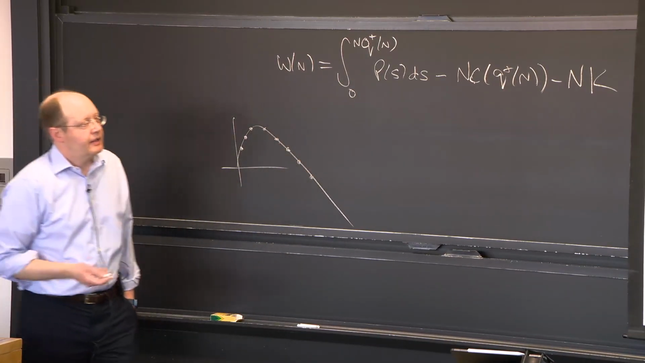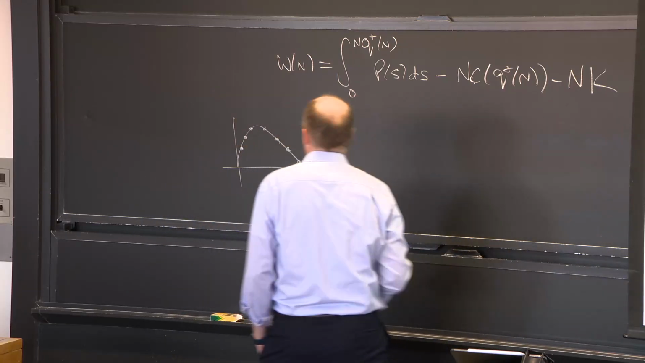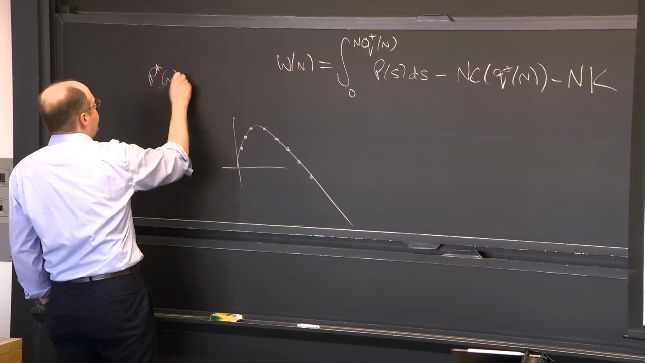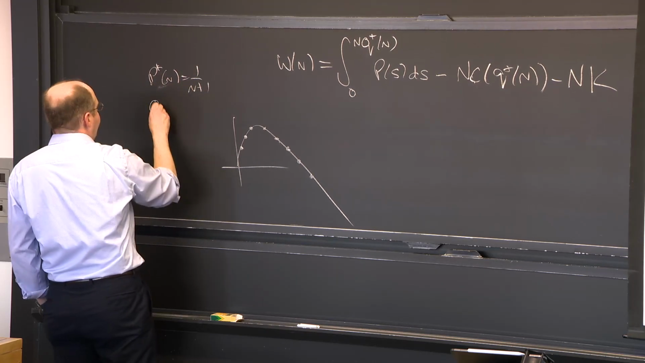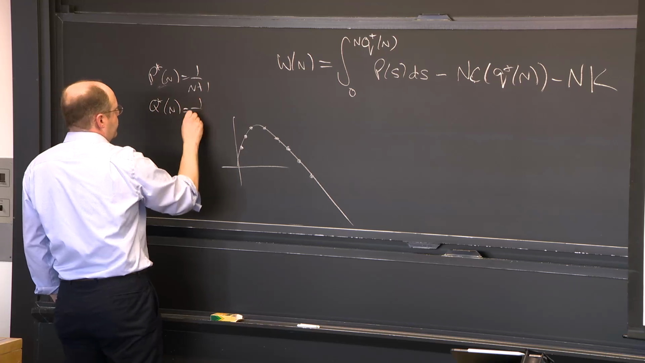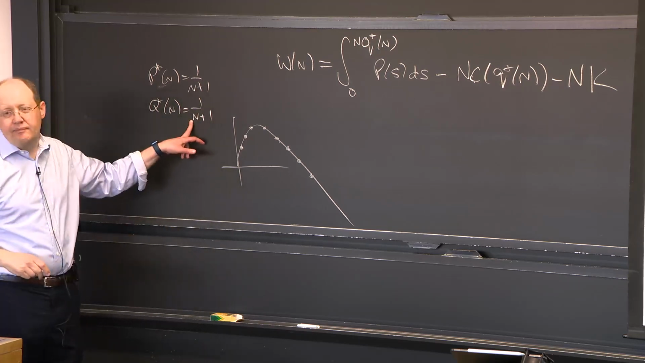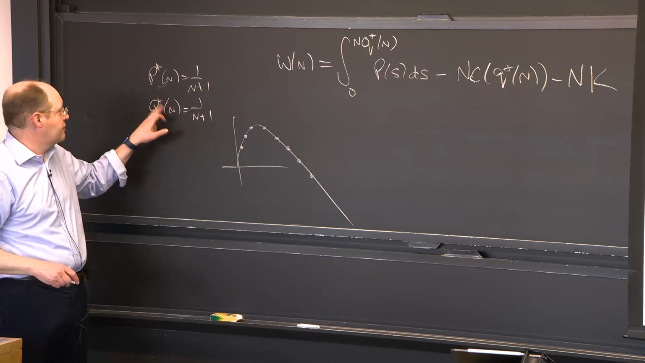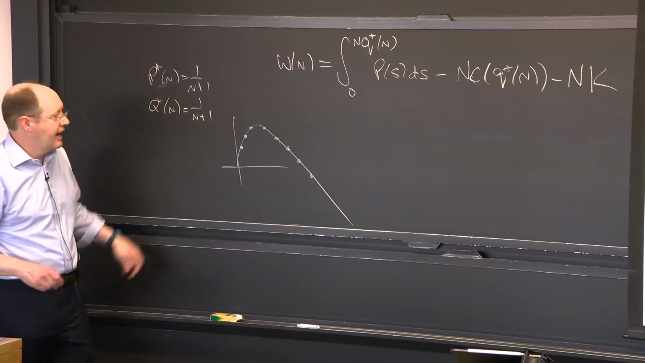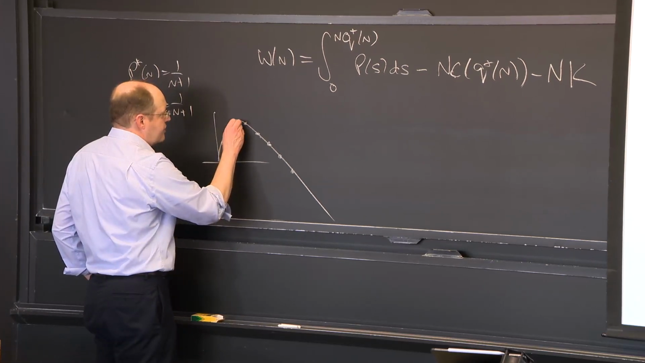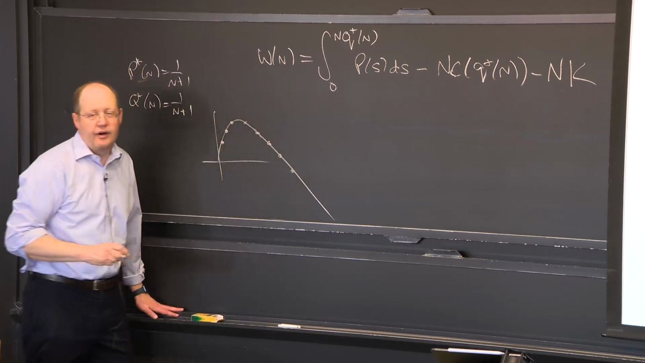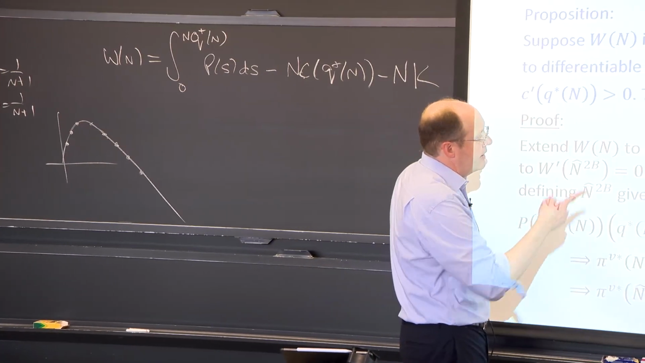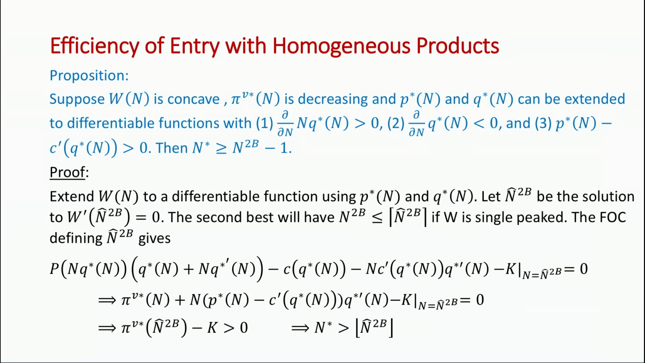But in many of these models, like Cournot over there, you have p star of n equals 1 over n plus 1, q star of n equals 1 over n plus 1. So you can just naturally treat this as a continuous function when n is a continuous variable, like use a function q star of x equals 1 over x plus 1. And by doing that, you extend the welfare, you just draw a smooth curve through those welfare points. I'm going to let n hat second best be the solution to where this thing's first order condition is 0.